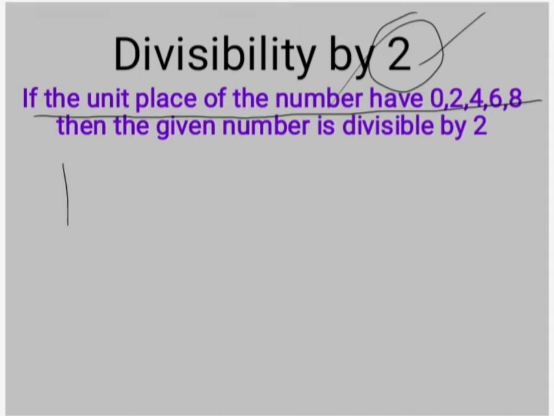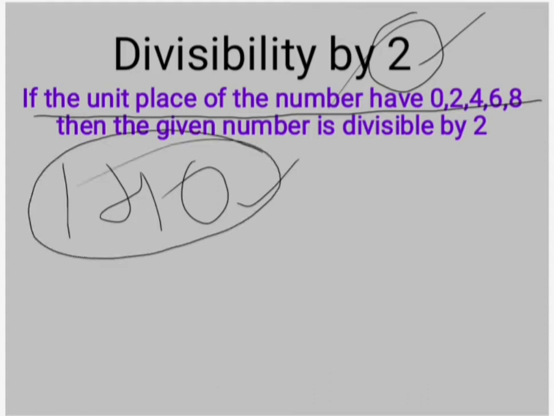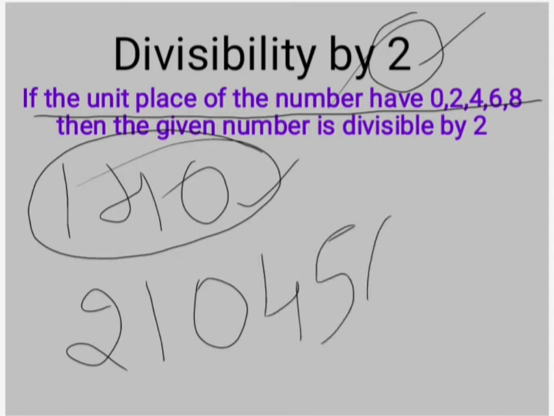For example, I have a number 140. This is a 3-digit number and the unit place of this number is 0. So we can say that without doing division, this number is divisible by 2. In the same way, 2, 1, 0, 4, 5, 6, I have a 6-digit number. In the 6-digit number, we'll check only the unit place. Here the unit place is 6 and 6 is an even number.